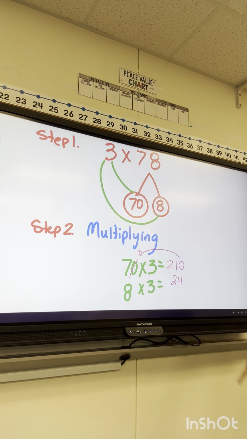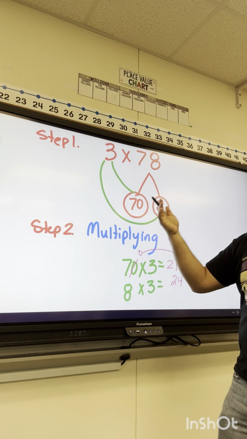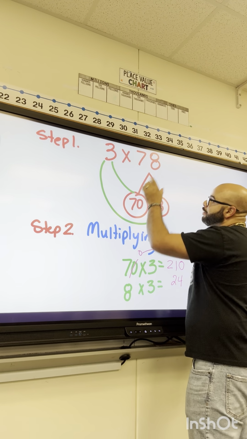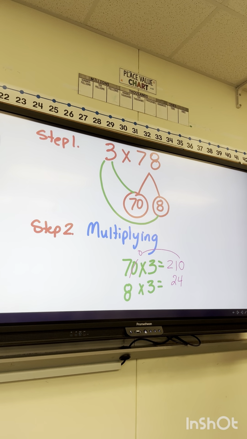I'm going to give you a minute to copy. This is simple. You're just breaking it into its place value. Before, you broke it into any two random numbers that would equal 78. Now, you're breaking it into its place value.